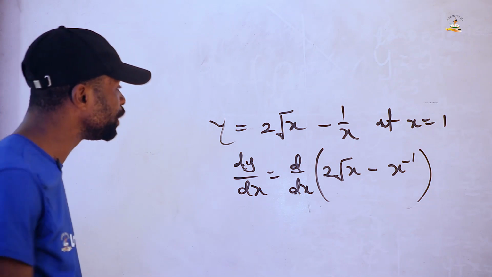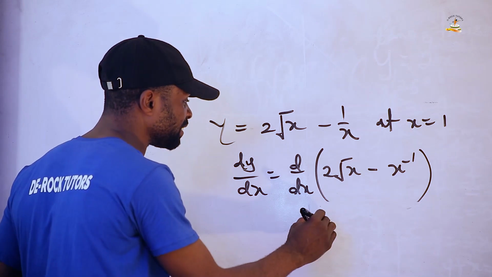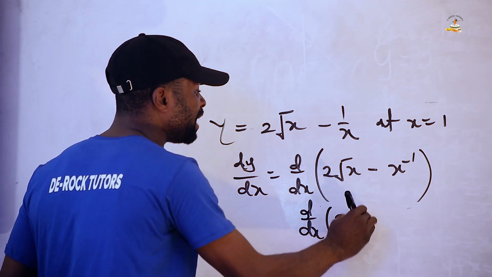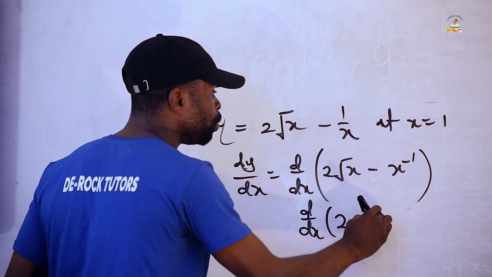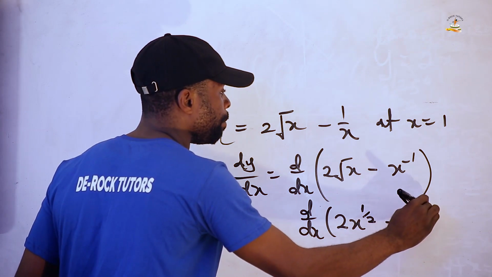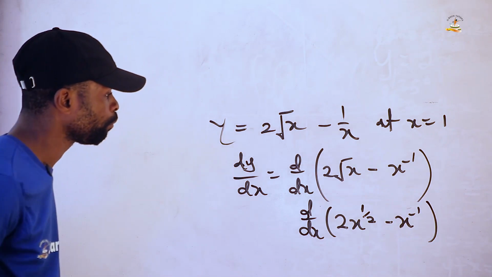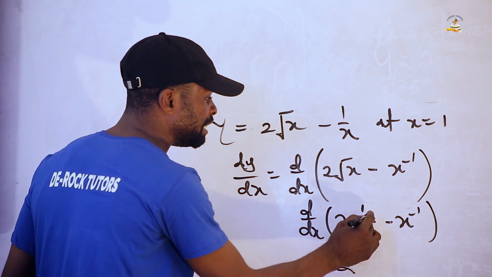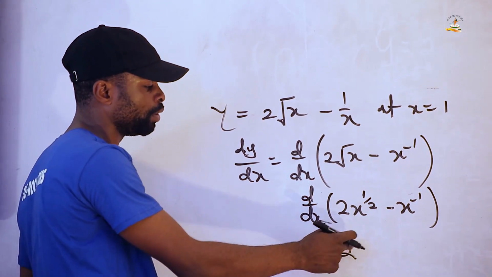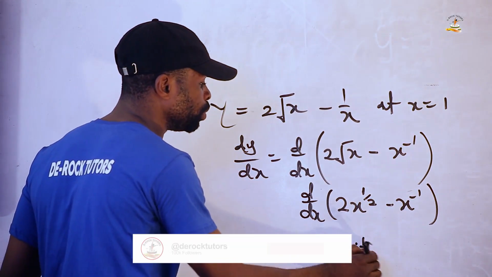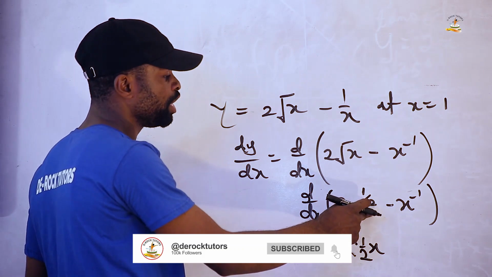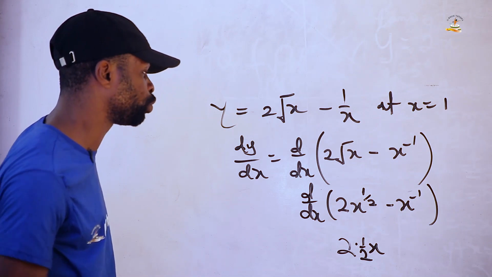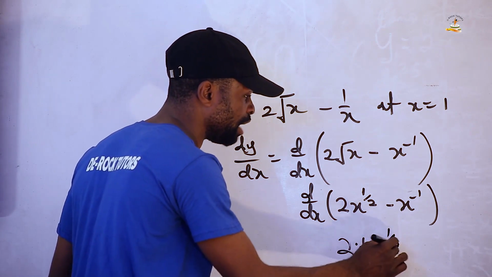Differentiating this one, we are going to rewrite it as d/dx of 2x raised to power 1 over 2 minus x raised to power minus 1. If we differentiate this one, it's going to give us 2. This 1 over 2 will come down, it becomes 2 times 1 over 2. Then you subtract 1 from this power. If 1 is taken away from 1 over 2, the result is going to be minus half.